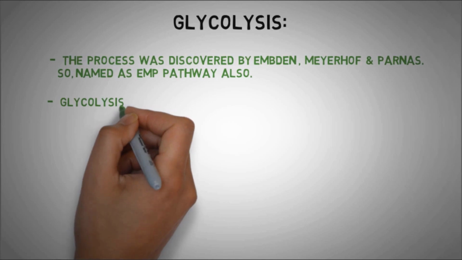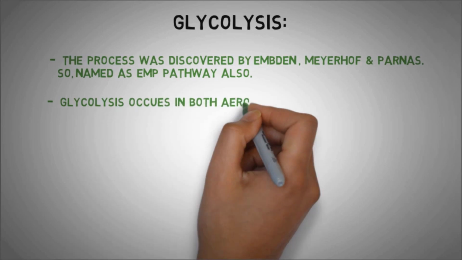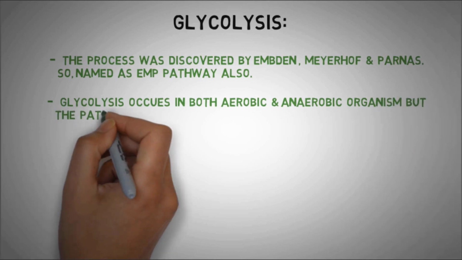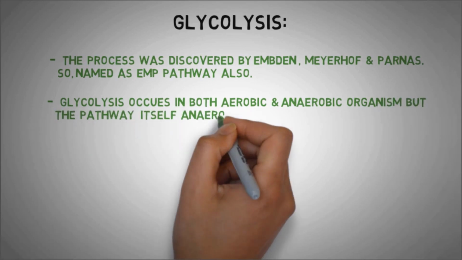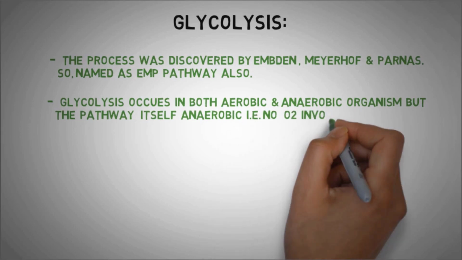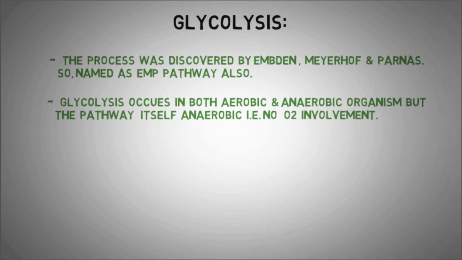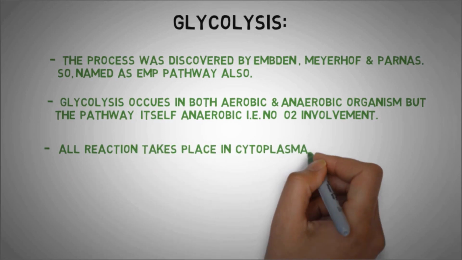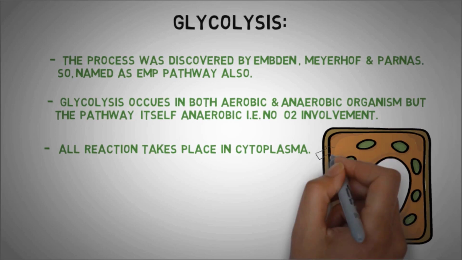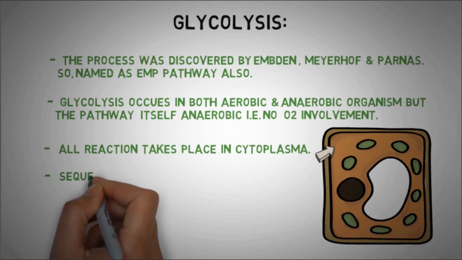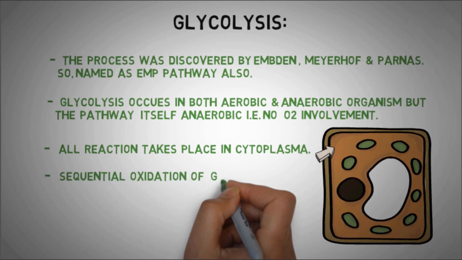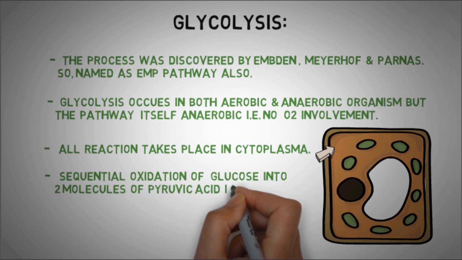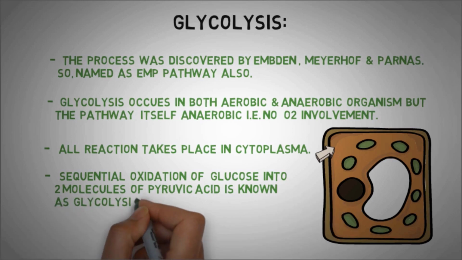Glycolysis occurs in both aerobic and anaerobic organisms. But the pathway itself is anaerobic, that means no oxygen is required in this process. All the reactions involved in glycolysis take place in the cytoplasm of the cell. Sequential oxidation of glucose into two molecules of pyruvic acid is simply called glycolysis.